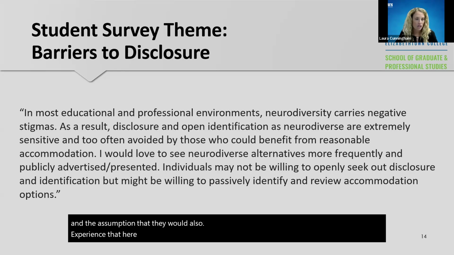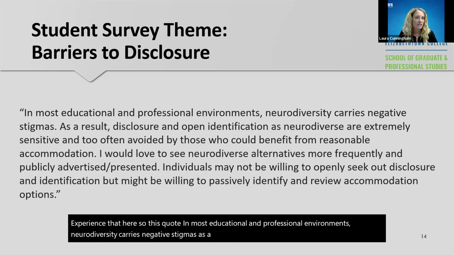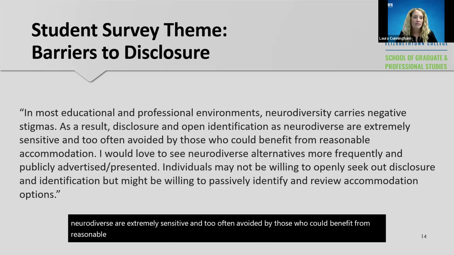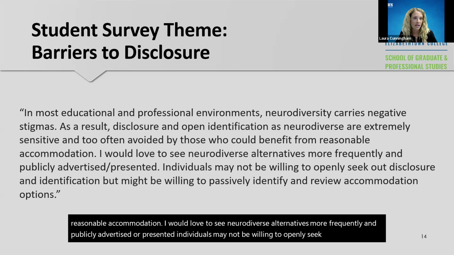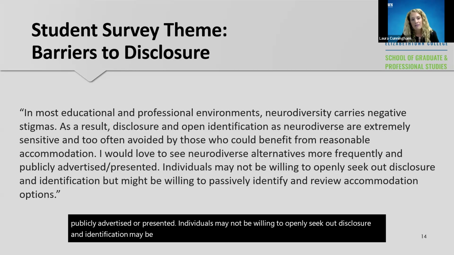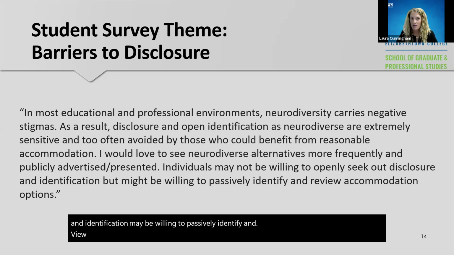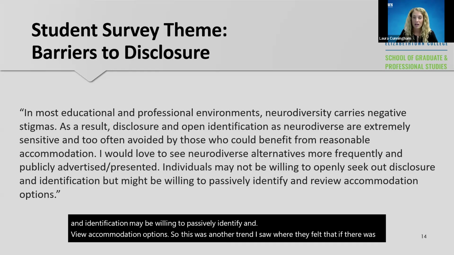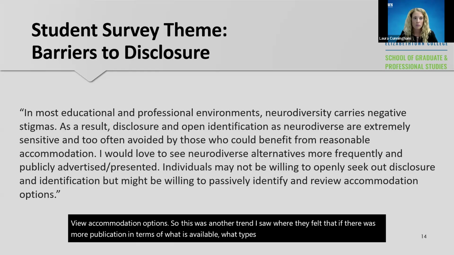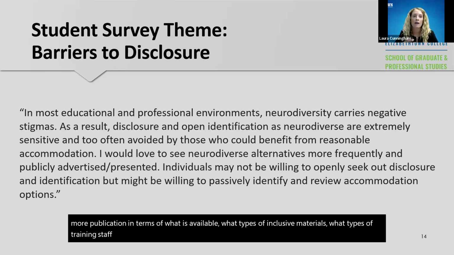So this quote: in most educational and professional environments, neurodiversity carries negative stigmas. As a result, disclosure and open identification as neurodiverse are extremely sensitive and too often avoided by those who could benefit from reasonable accommodation. I would love to see neurodiverse alternatives more frequently and publicly advertised or presented. Individuals may not be willing to openly seek out disclosure, and identification may be willing to passively identify and review accommodation options. So this was another trend I saw where they felt that if there was more publication in terms of what is available, what types of inclusive materials, what types of training staff are receiving, that they would be more apt to disclose.